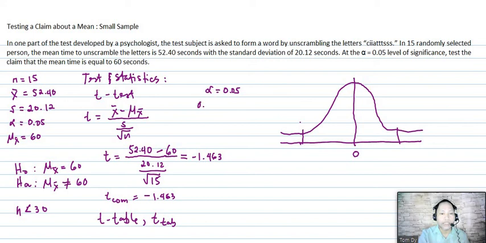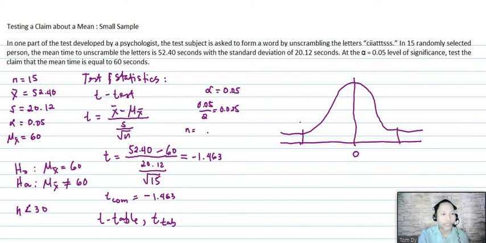So 0.05 divided by 2 is 0.025. That is divided into 2, so we have this part and then this part. So we make use of an alpha. Take note, our n is 15.